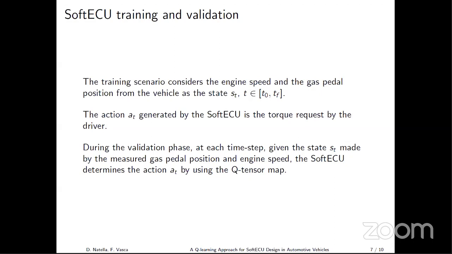The validation phase is characterized by the absence of the real ECU in the control loop. In particular, at each time step, the soft ECU selects the action which maximizes the Q function. An alternative approach for the validation phase would be to consider a new reward based on the error with respect to some nominal performance given by the vehicle, I don't know, probably the fuel consumption.